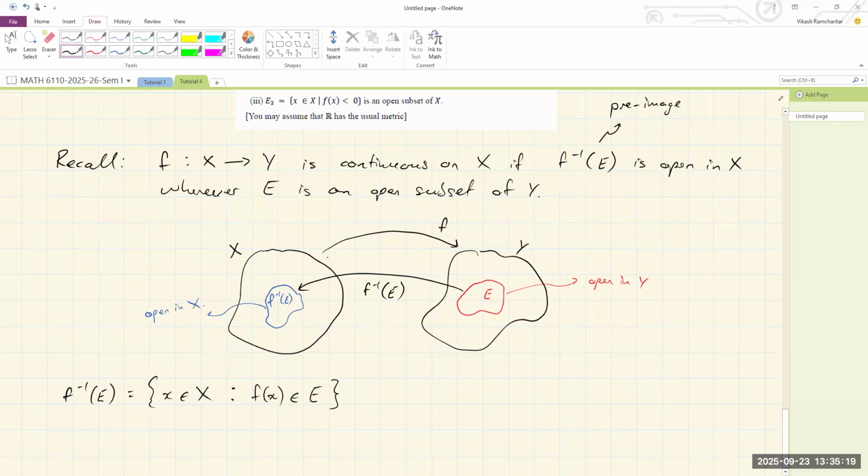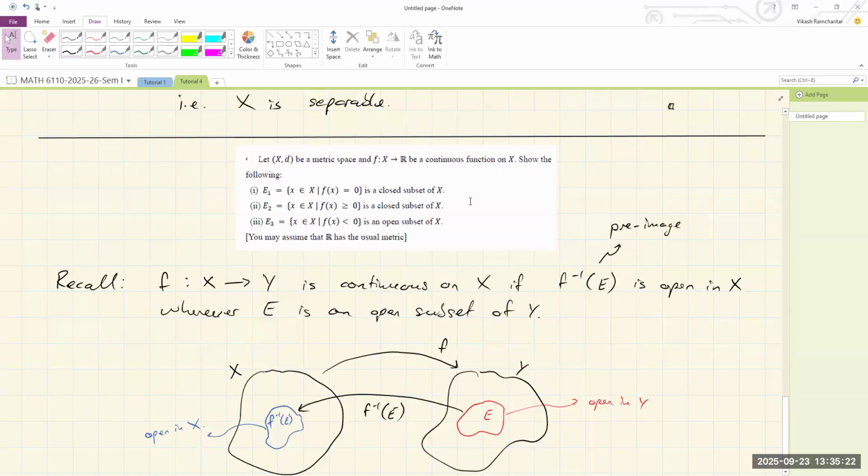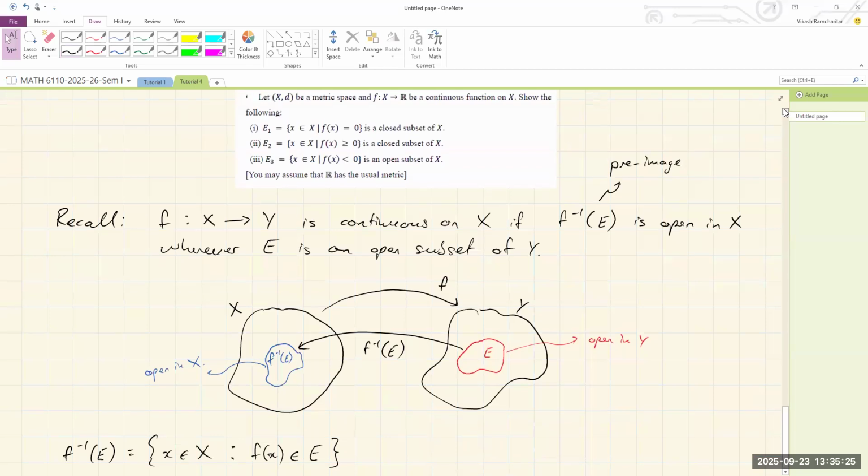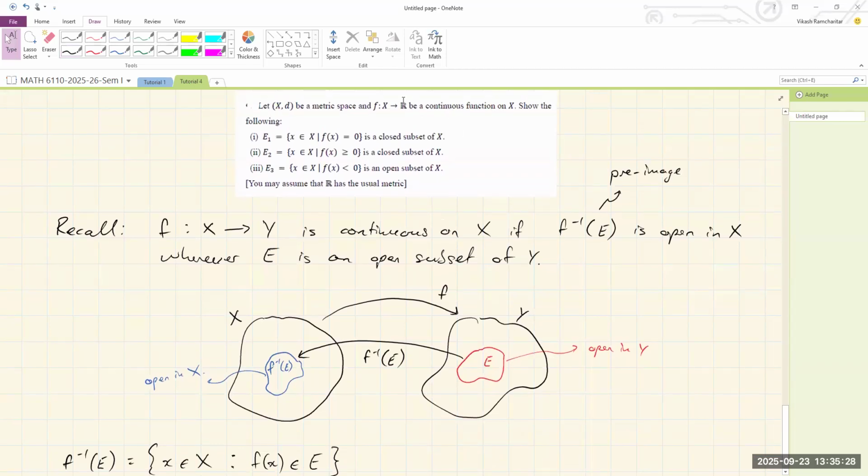Okay, and I claim that this is going to be useful to show these two results. So in this case, our set Y happens to be the real numbers, and they gave us here that you may assume R has the usual metric, so R has the usual modulus on it. And if we're dealing with the real numbers with the usual metric, then it has the usual topology. So the open balls are just open intervals, and the open sets are just arbitrary unions of open intervals. So that's the topology we're dealing with in R. Now X, we don't know. X could be any set.